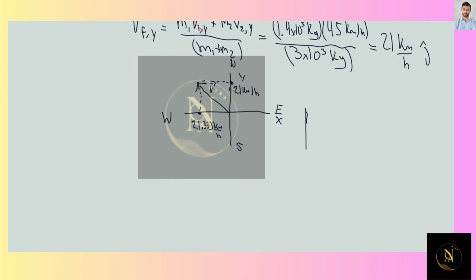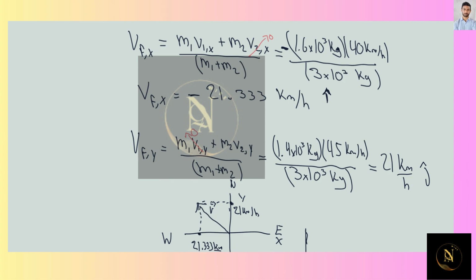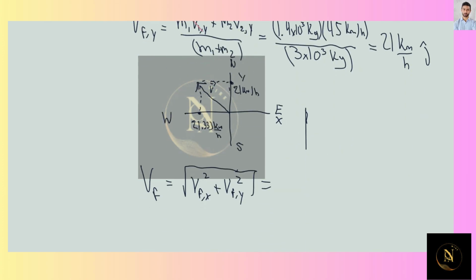Okay, so with this, we can proceed with the final velocity, which is going to be the square root of the final velocity on x and the final velocity on y, both of them squared. This is going to give us 21 squared plus 21.333 squared, taking the square root of both, 29.935 kilometers per hour. Of course, this is going to be the magnitude of the final velocity, meaning the final speed of both of the cars.